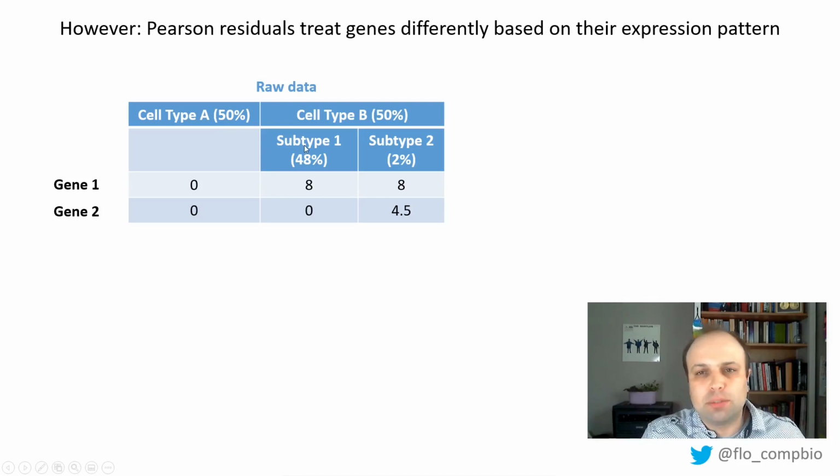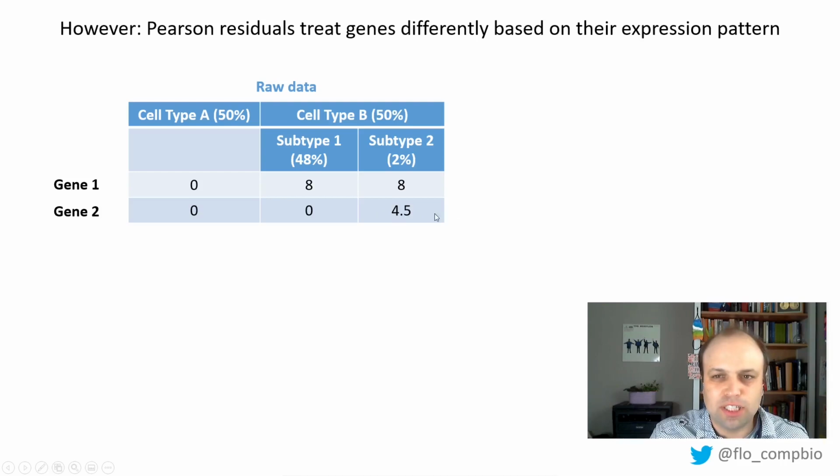So here's a different toy example, where you again have cell type A and cell type B, each at 50%, but there are two subtypes of cell type B. Subtype 1 is the dominant one, with 48% of all the cells, and subtype 2 is 2% of all the cells. Now we have two genes. They're both specific to cell type B, but gene 1 is expressed in all the cells of cell type B in both subtypes, and gene 2 is only expressed in subtype 2, which is the rare subtype. Gene 1 has an expression of 8, and gene 2 has an expression of 4.5.